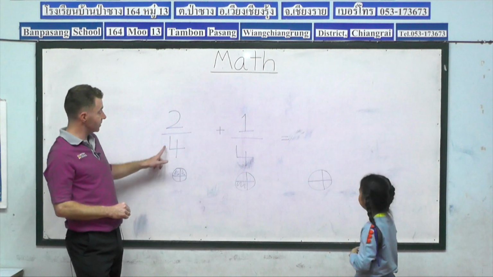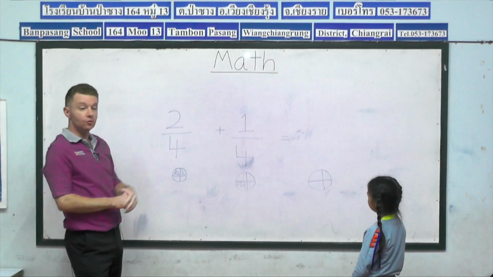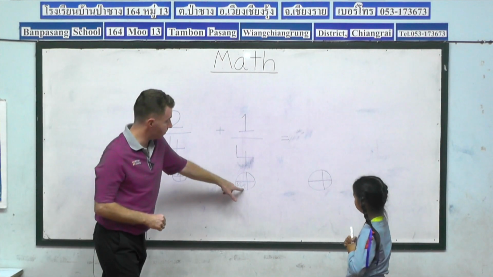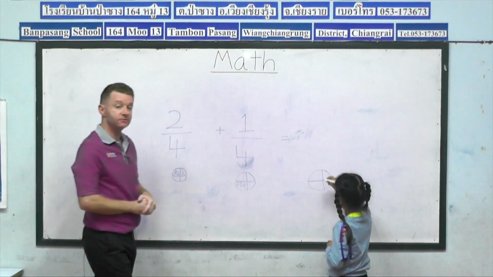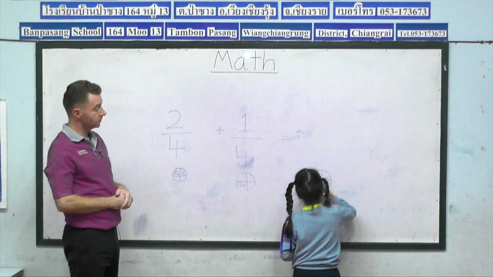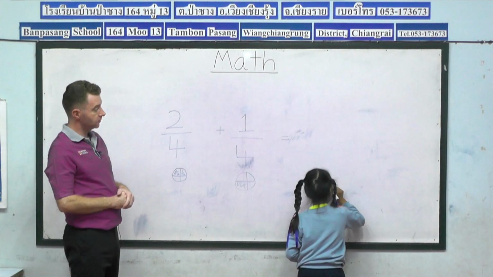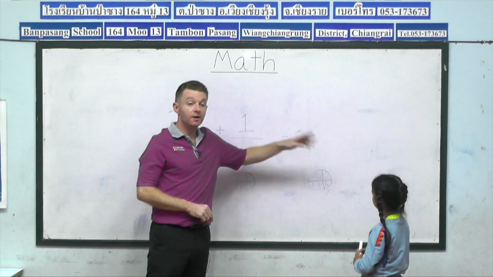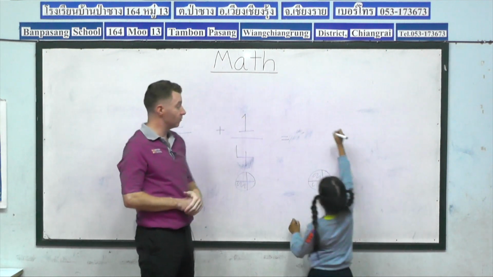But now, what do we do? We need to answer by adding these two numbers together. So we've got 2 parts plus 1 part. How many parts? 3. And then we can answer, so how many parts to our circle? 4. 3 over 4, yes.